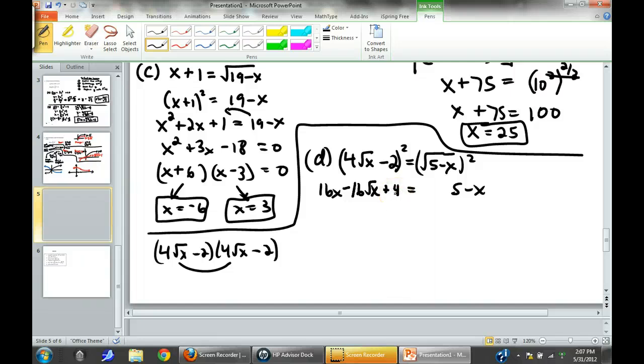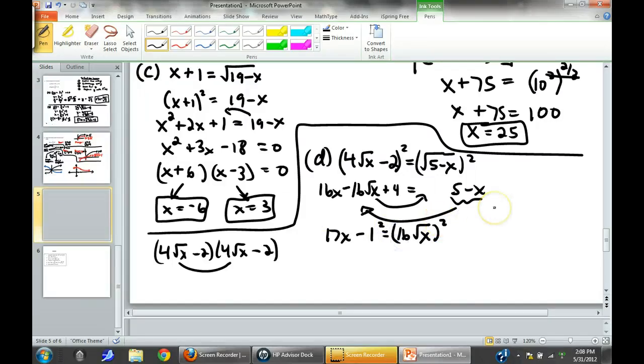Isolate the root x term by doing what? Let's put it over here and then move these guys over to the other side. So we'll have a 16x plus a x is 17x. A 4 minus a 5 is a negative 1. And that's equal to the positive 16 root x when we move it to the other side. And now we square again. Yuck.